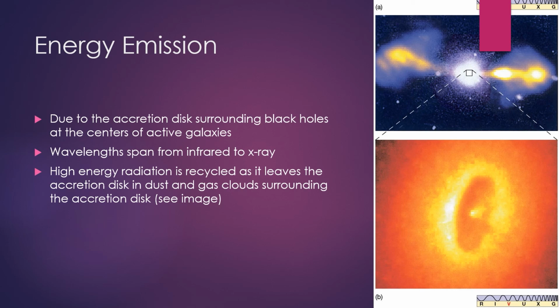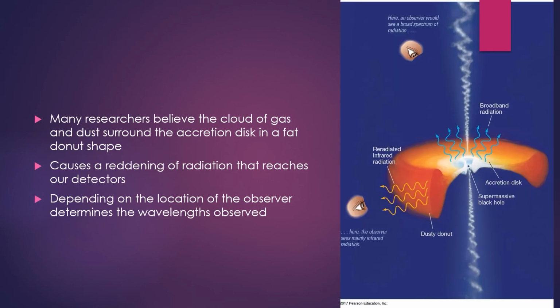It spans a broad range of wavelengths from infrared to X-ray. It accounts for the spectra of some of the active galactic nuclei that we see. High energy radiation is recycled as it leaves the accretion disk in dust and gas clouds surrounding the accretion disk itself, such as here. In many cases, the high energy radiation emitted from an accretion disk is reprocessed. Basically, it's reabsorbed and re-emitted at infrared wavelengths by dust surrounding the nucleus before reaching our detectors. Basically, super interstellar reddening.